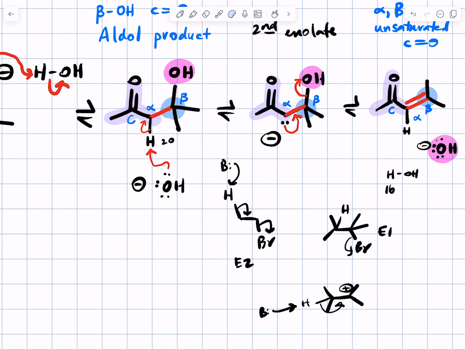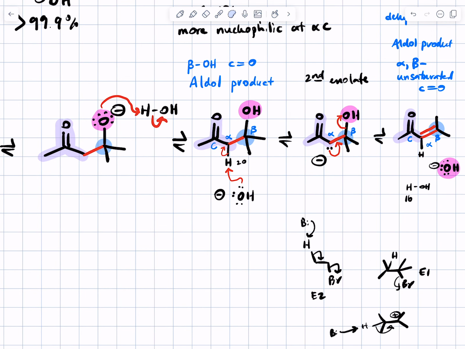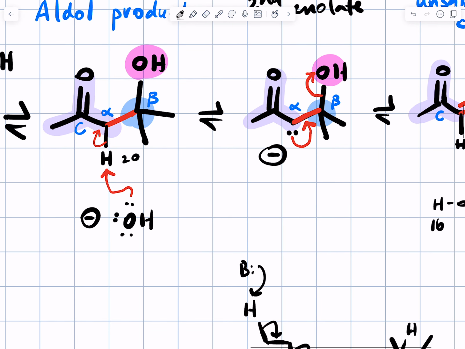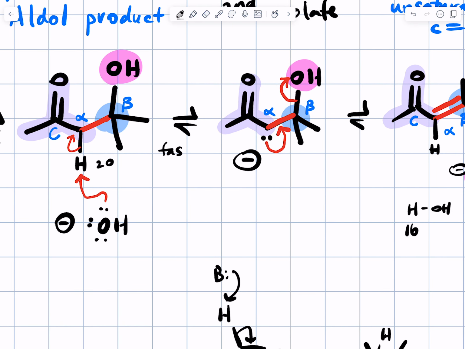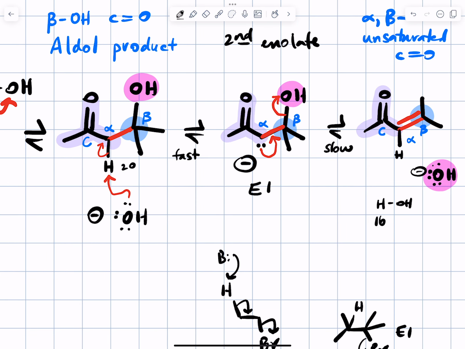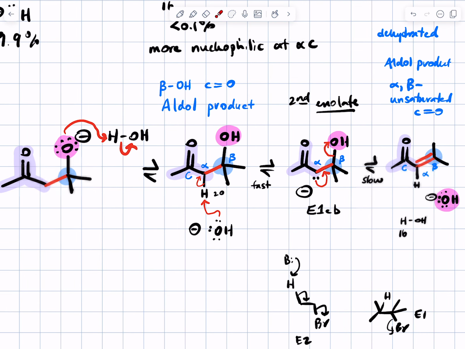This is a mechanism that is an elimination reaction, but it's distinct from those two earlier options from 351. In this mechanism, we first remove the proton, and that is fast. And then in the second step, which is slow, the electrons kick down and the leaving group leaves. This reaction mechanism is called E1CB. CB stands for conjugate base. The conjugate base is the second enolate. You make the conjugate base of the ketone first, and then the elimination reaction happens.